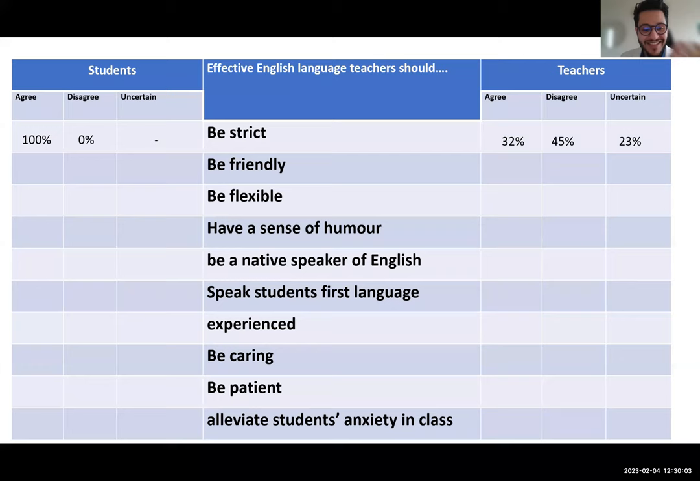To be friendly, yeah? We all love this one. Be friendly. An effective English language teacher should be friendly. Agree, disagree, or uncertain from the student. What do you think the student said here? 100% agreed. Of course, 100%. Yes, of course, 100% agreement from the student side.